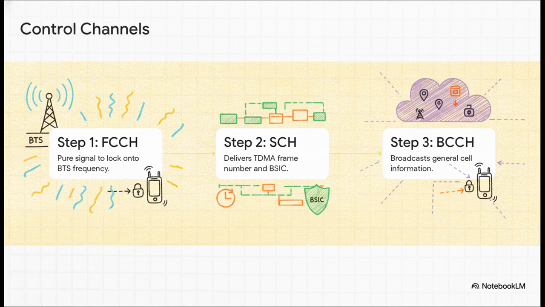It's only after locking frequency and getting that time sync that it moves to step 3, reading the BCCH, the broadcast control channel. This is the one broadcasting the general cell info, like your location area identity, max allowed output power, and parameters for cell reselection.